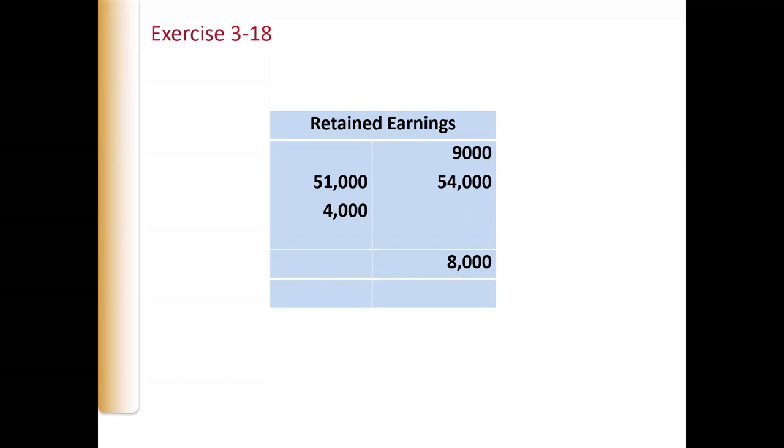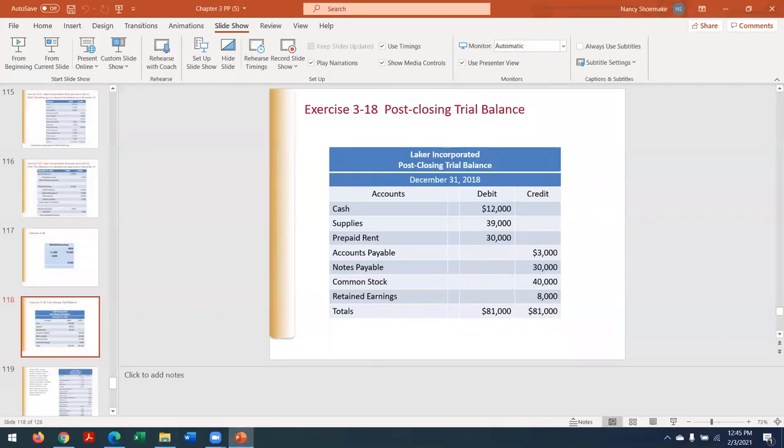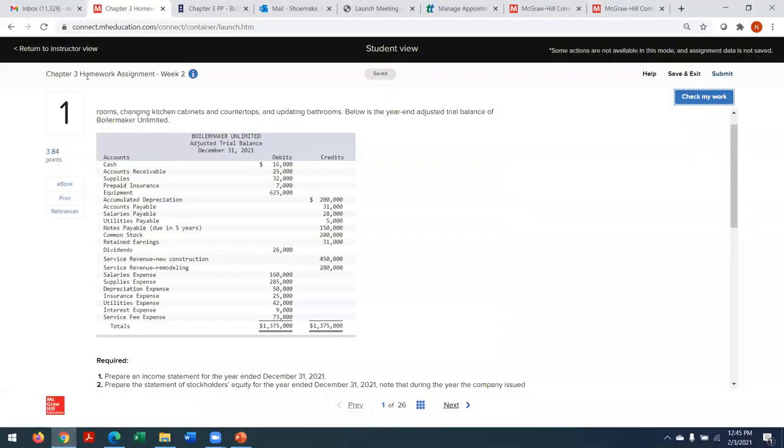We start with the beginning balance in retained earnings. We add our revenues. We debit our expenses, we debit our dividends, and this is our ending balance in retained earnings, which should be the same balance we show on our statement of stockholders' equity. So let's go to that problem, okay? Let's look at number 2.